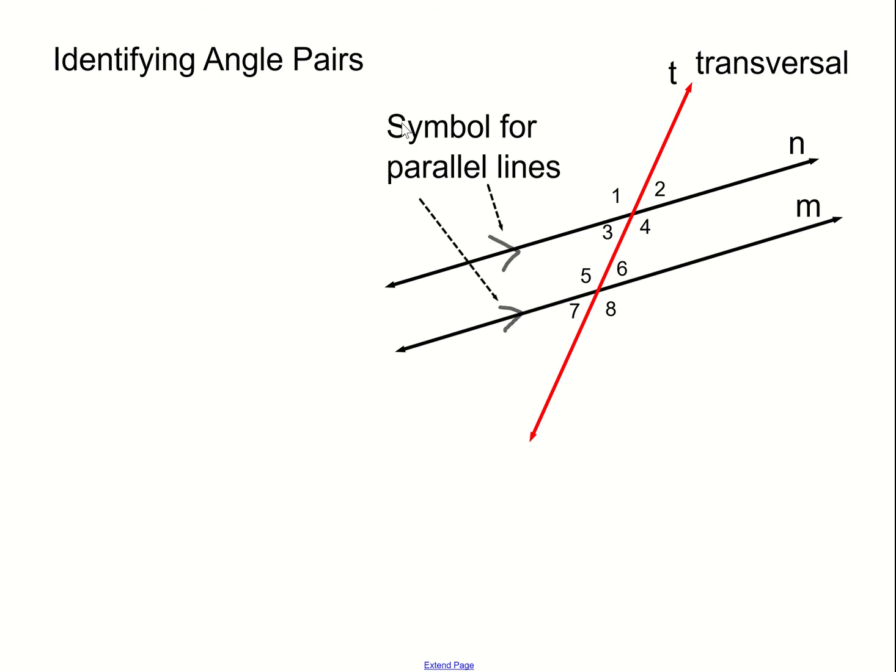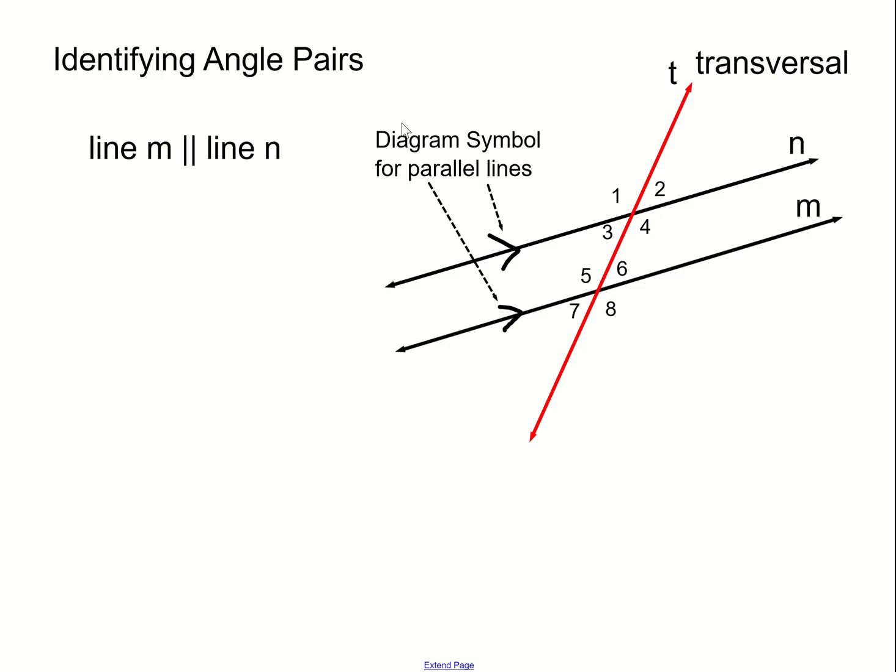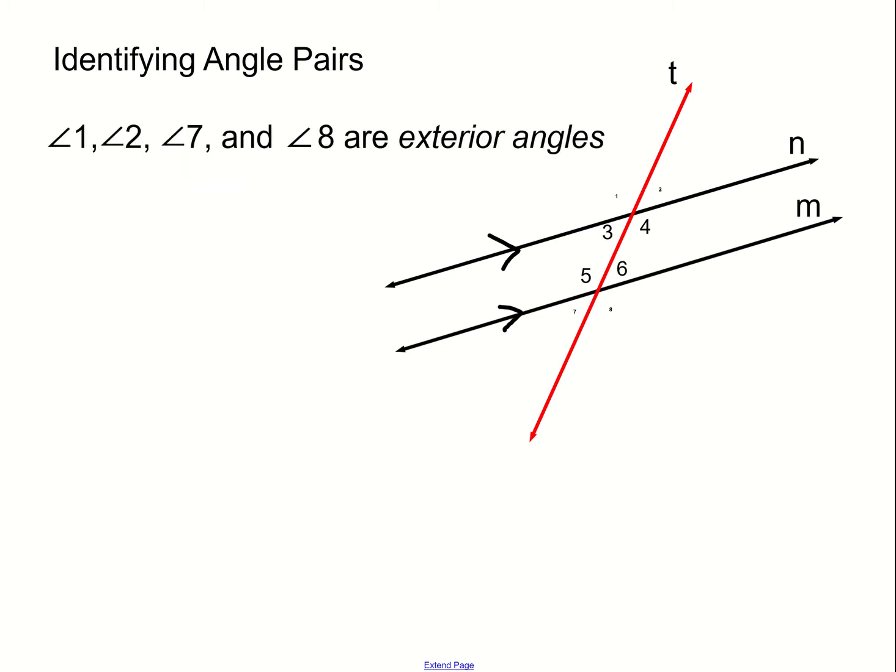So the symbol for parallel lines is given by the arrow. And if you have different sets of parallel lines, then you can use multiple arrows for parallel. And when you write this out, as line M, and then the double pipe, basically two vertical lines, and line N. So this means that line M is parallel to line N. That's the diagram symbol for parallel. So that literally means is parallel to.